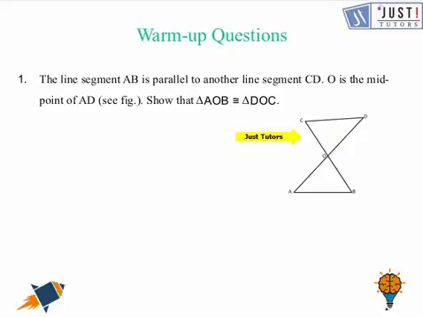We know that O is the midpoint of AD, so that means AO equals DO. We can see that angle COD, that is this angle, equals angle AOB because they form vertically opposite angles. And as AB is parallel to CD, we have angle D equals angle A because they are alternate angles. So we can say that triangle AOB is congruent to triangle DOC by ASA rule.